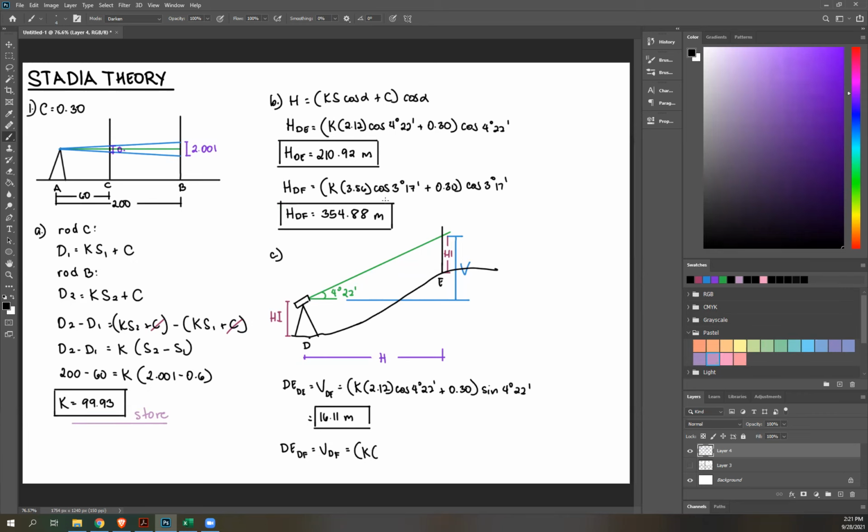This is still K, 3.56. I'm just copying from the horizontal equation. Cosine 317. Again, you're going to use the positive, just the magnitude. Ignore the sign when subbing into your equation. And again, instead of cosine, this is sine. Please solve. What's the answer?